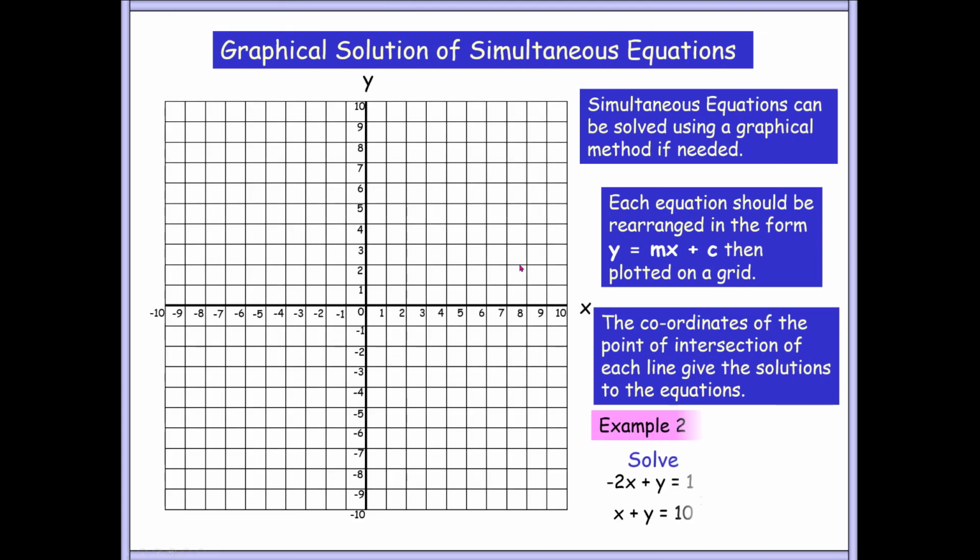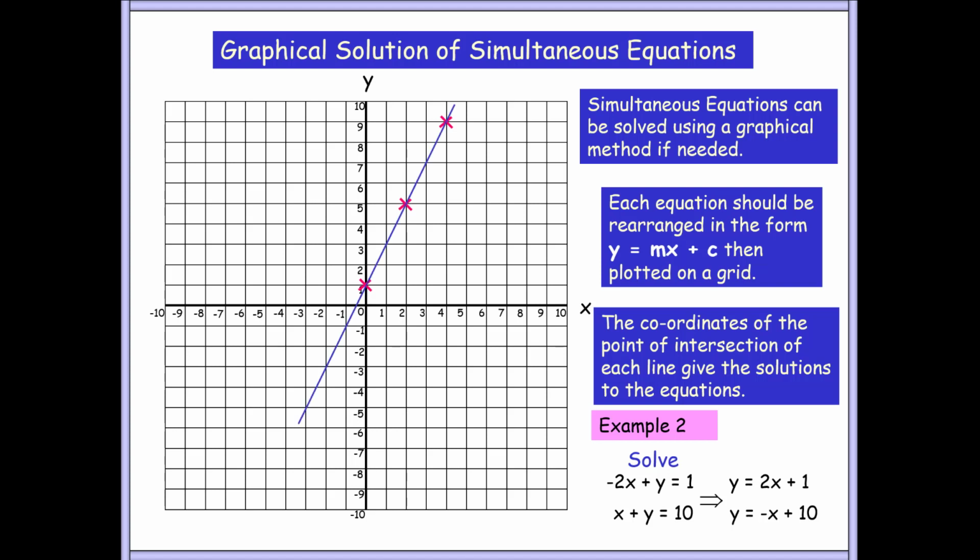So here we go. Let's have another example too. Rearrange that. Now they could even ask you what's the gradient of these graphs. The gradient is m. M stands for gradient. So you can see here the gradient of this one is 2, and the gradient here, there's no number, so it's -1. Let's just plot those points down using substitution.